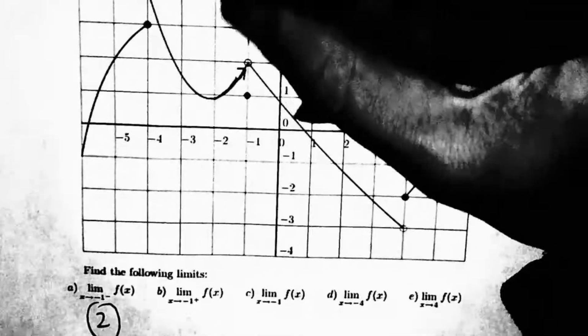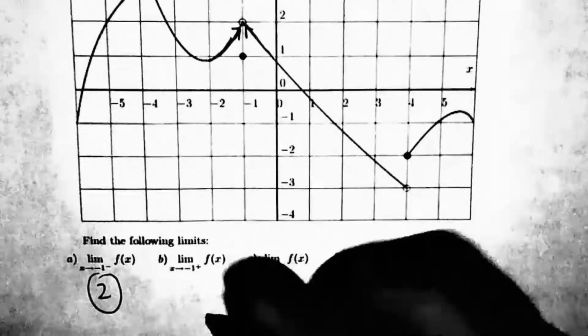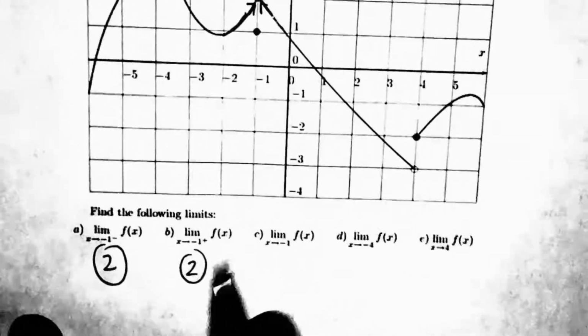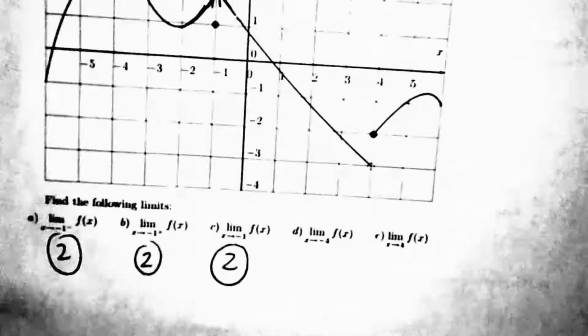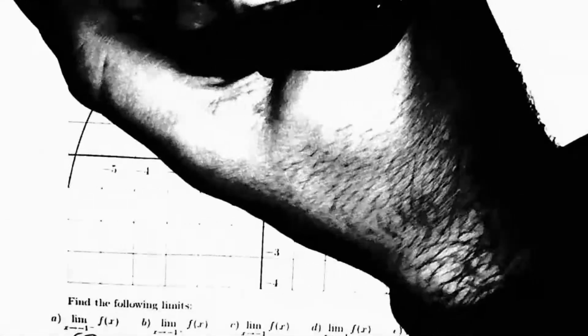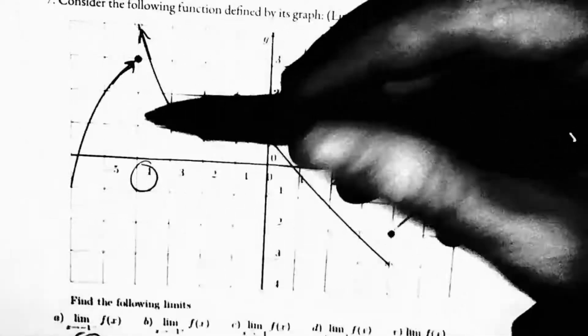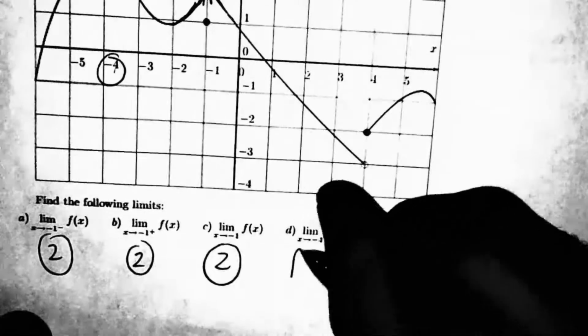Let's approach from the right. All right, I'm coming towards -1 from the right. I still get 2. All right, the next one is just the limit at -1 overall. Since it's the same from the left as the right, the limit is 2. Okay, how about -4? As x approaches -4, notice as we approach from the left, we get 3. As we approach from the right, we get 4. So since they're different, this does not exist.